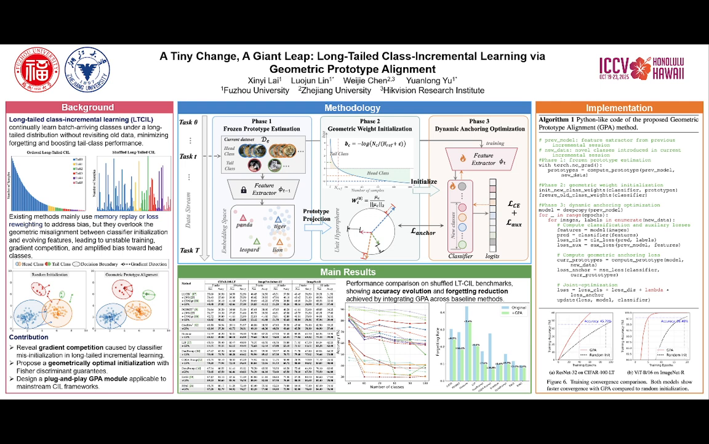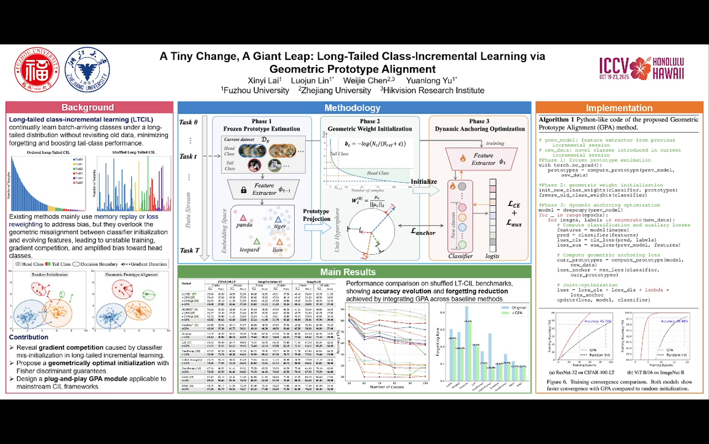Now, how does GPA work? Our methodology is elegant and consists of three clear phases. First, frozen prototype estimation. When new classes arrive, we use the frozen feature extractor from the previous session to compute a prototype, or a centroid, for each new class. This gives us a reliable geometric anchor in the feature space without distorting previously learned knowledge.